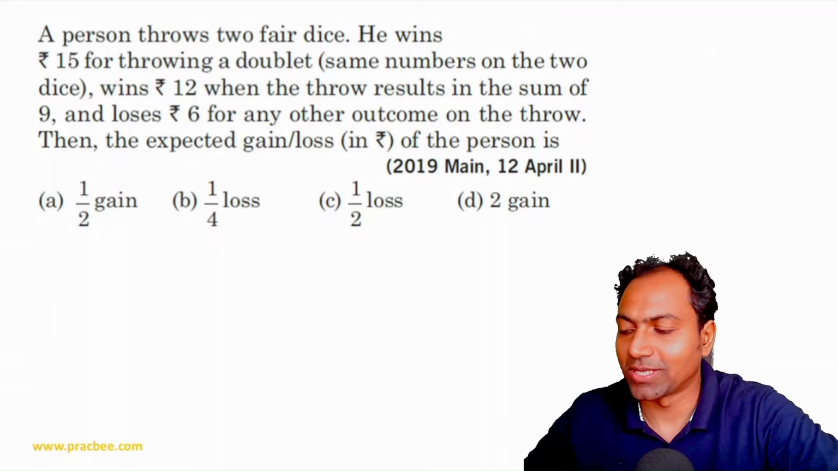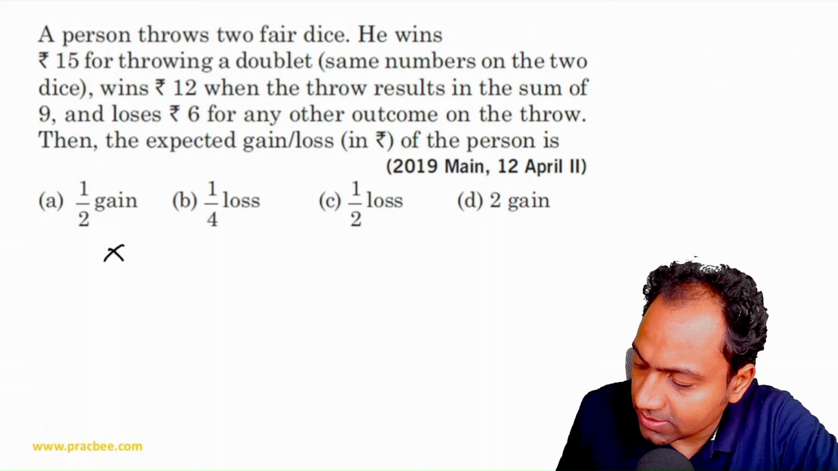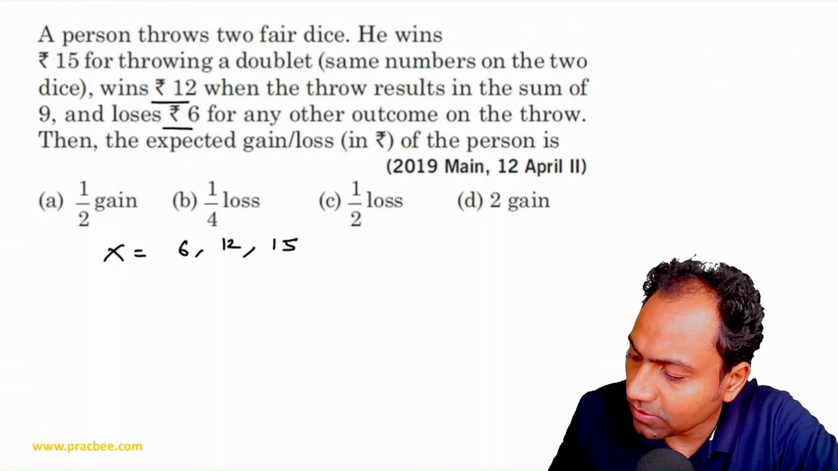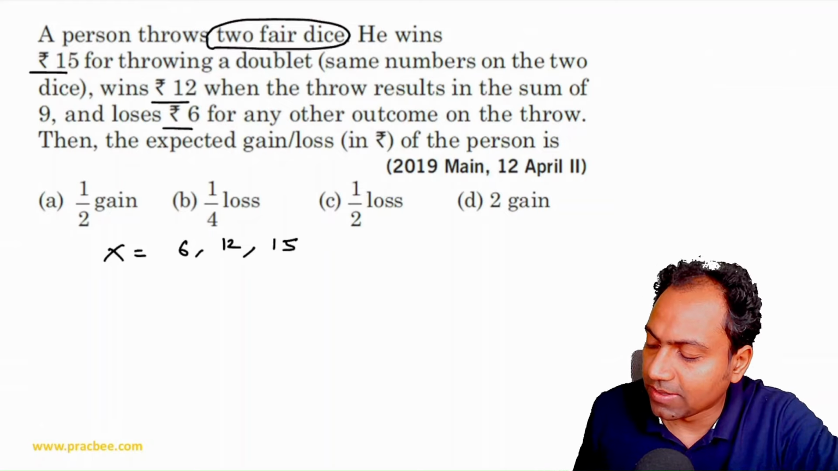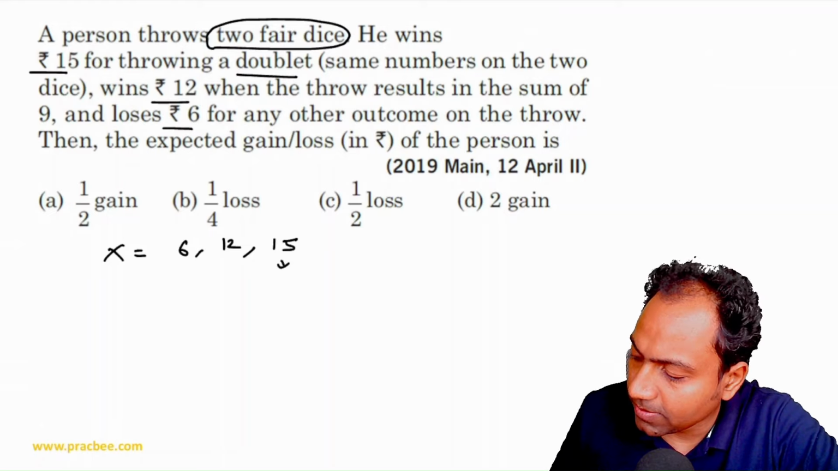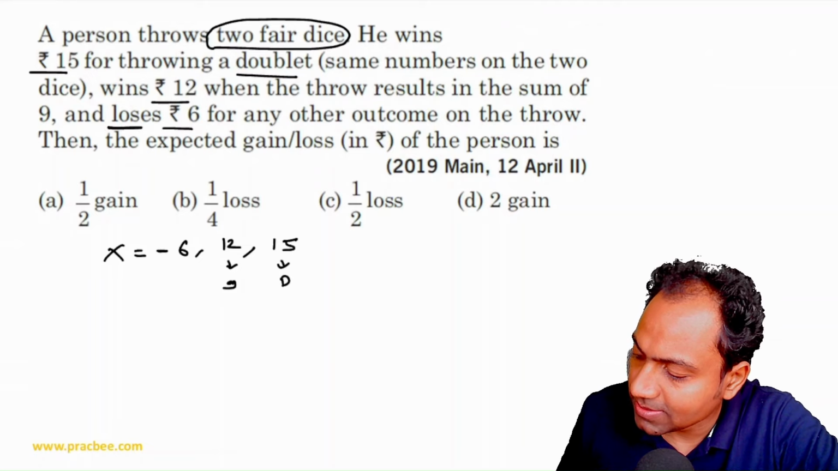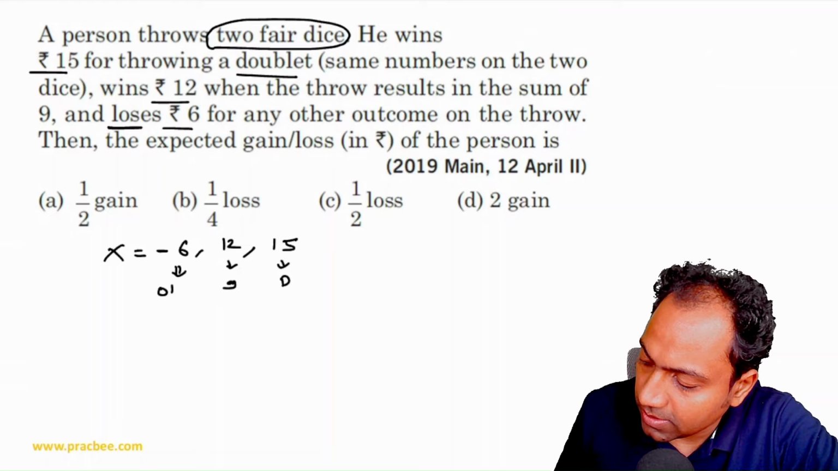Now this 2019 question, they want us to calculate expectancy, but in a slightly different manner. They have already given us the value of x. The value of x is nothing but 6 is one of the values, 12 is one of the values, and 15. So these are nothing but the money he is winning or losing while throwing 2 fair dice. So this is given to us. Now if he wins rupees 15 for a doublet, so 15 will come corresponding to a doublet. 12 when the throw results into a sum of 9, and he loses 6. This means this is minus 6. When the outcome of throw is anything else, other, I will write.